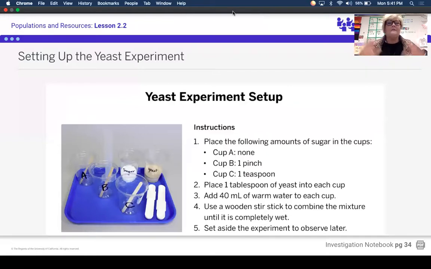So key concept number 7 is exactly what we just said. The more energy storage molecules available to a population, the more the organisms in that population can reproduce. Let me ask you really quickly while you guys are thinking about this.